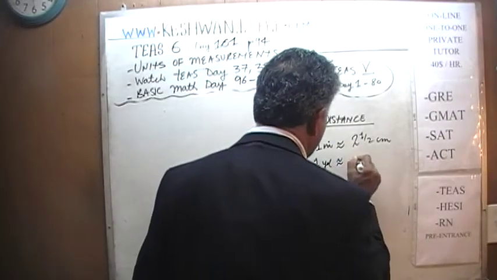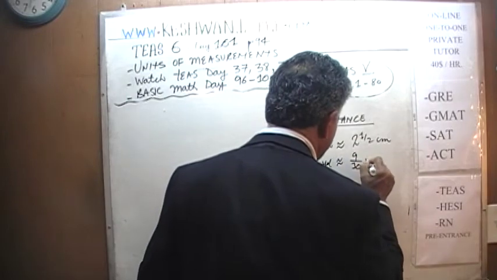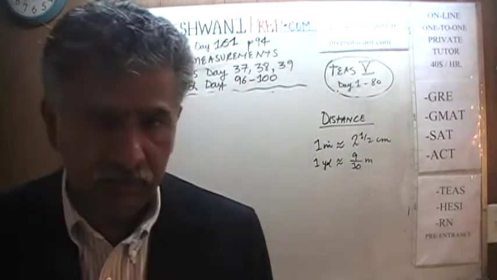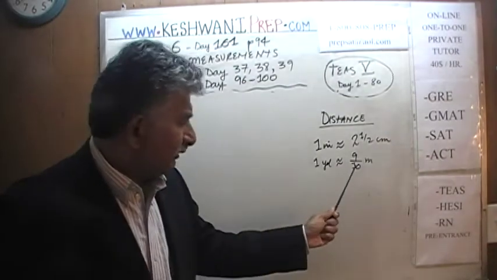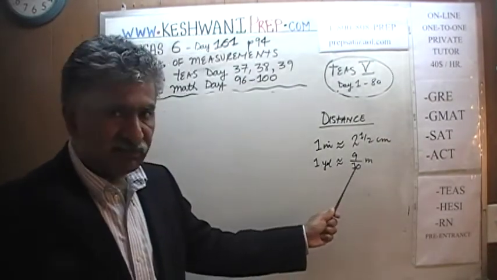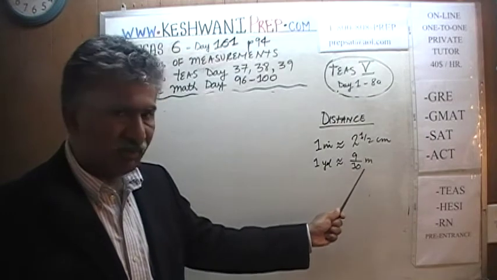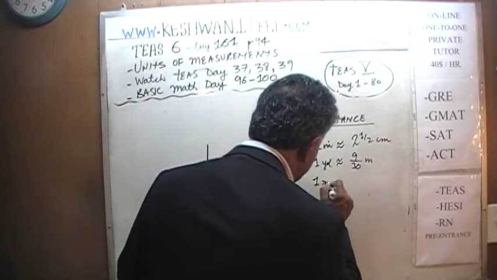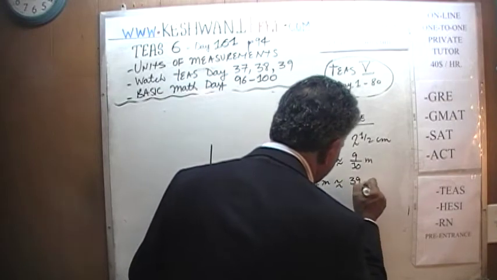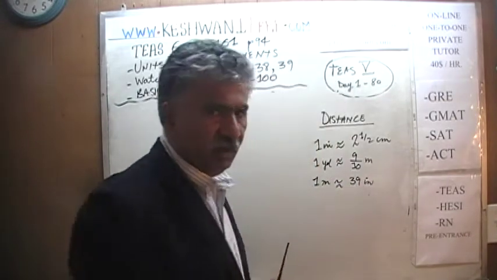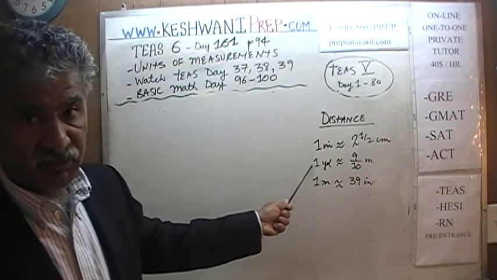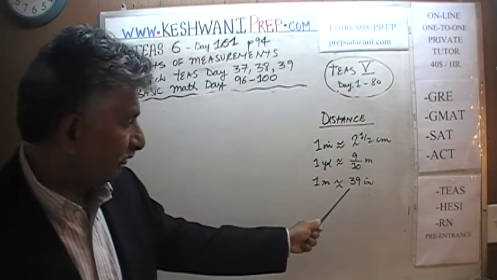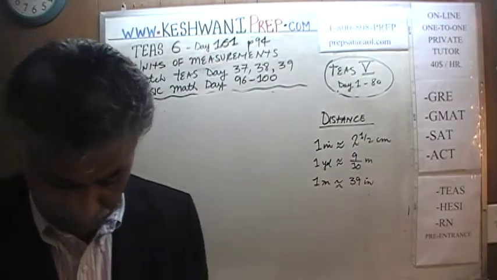One yard, you just have to remember, is approximately 9/10 of a meter. Why 9/10 of a meter? When you say a yard is not quite a meter, it's something less than a meter, that tells us that the meter must be longer. 1 meter is approximately 39 inches. And we all know that a yard is made up of 36 inches. So 1 meter is 1 yard and 3 inches, because it's 39 inches, not 36 inches.